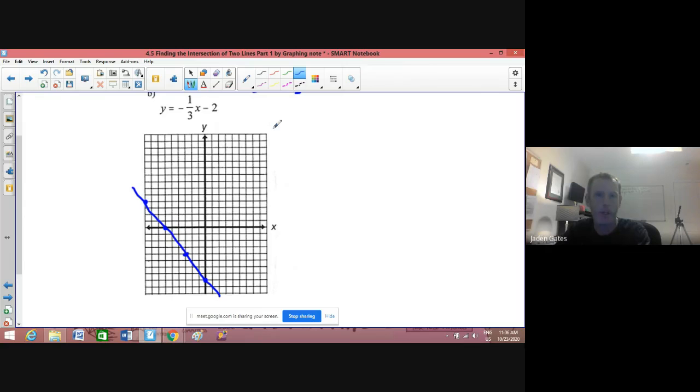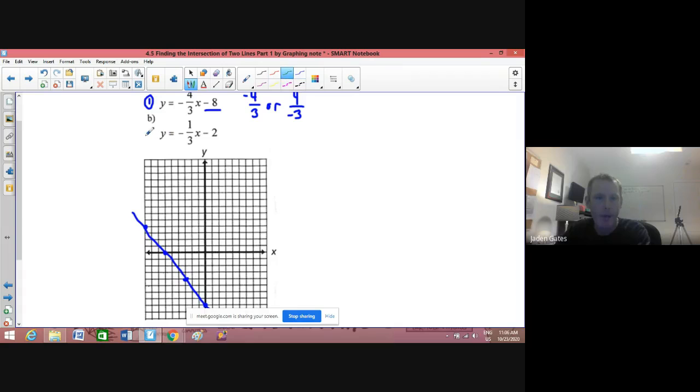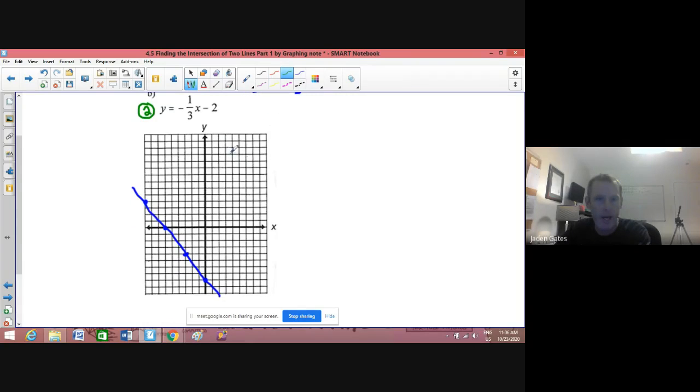Ooh, there we go. All right. That's line number 1. Now I'm going to do line number 2. Again, graphing the y-intercept, which is -2. Okay, so there it is. Plot that in there. And again, there's my slope, -1/3.